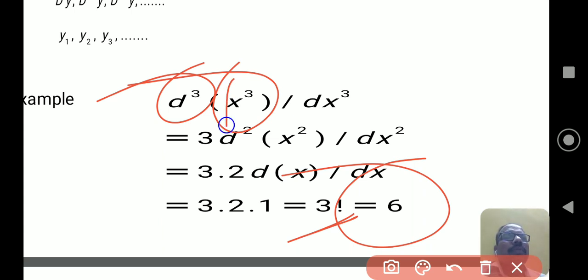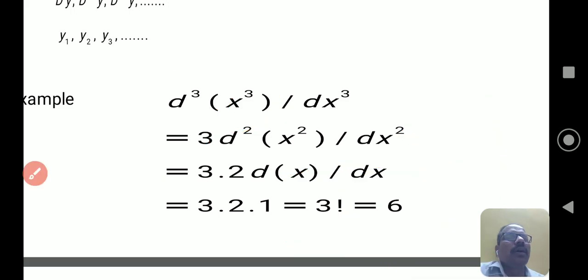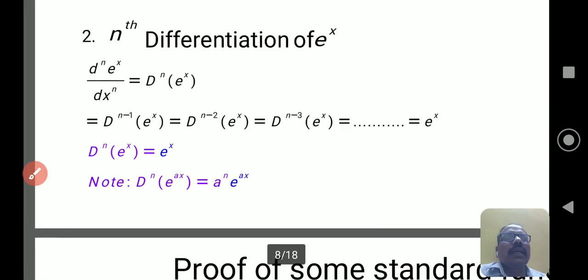Here the coefficient a is 1, that is why 1 to the power of n is 1. Okay, that is the result. Finally, we can write like this. Okay, next case is very clear.